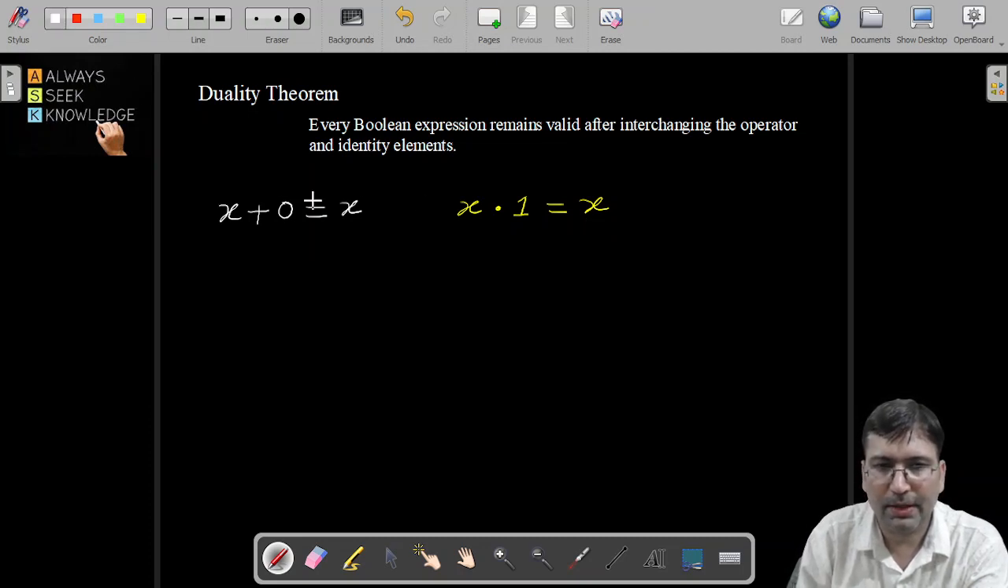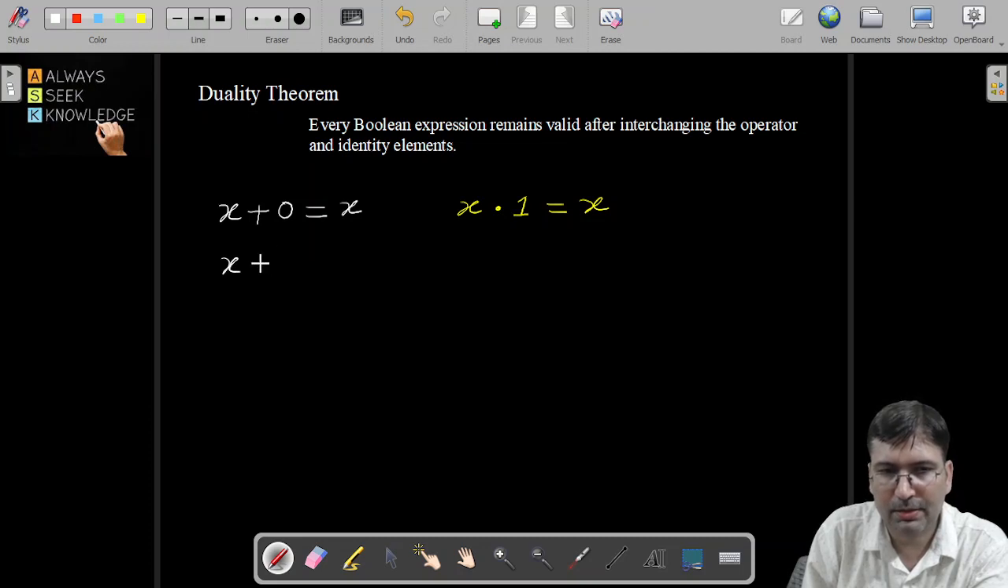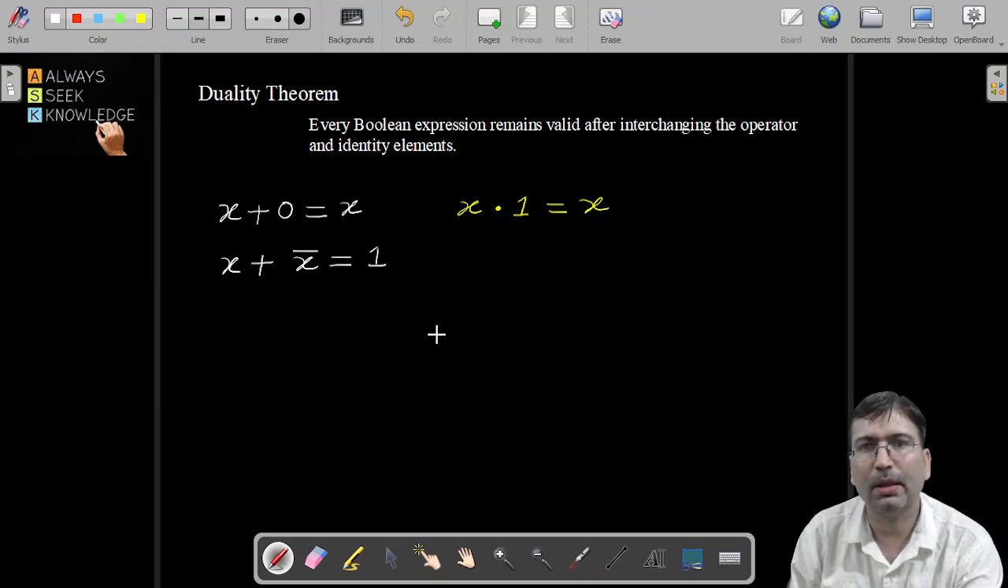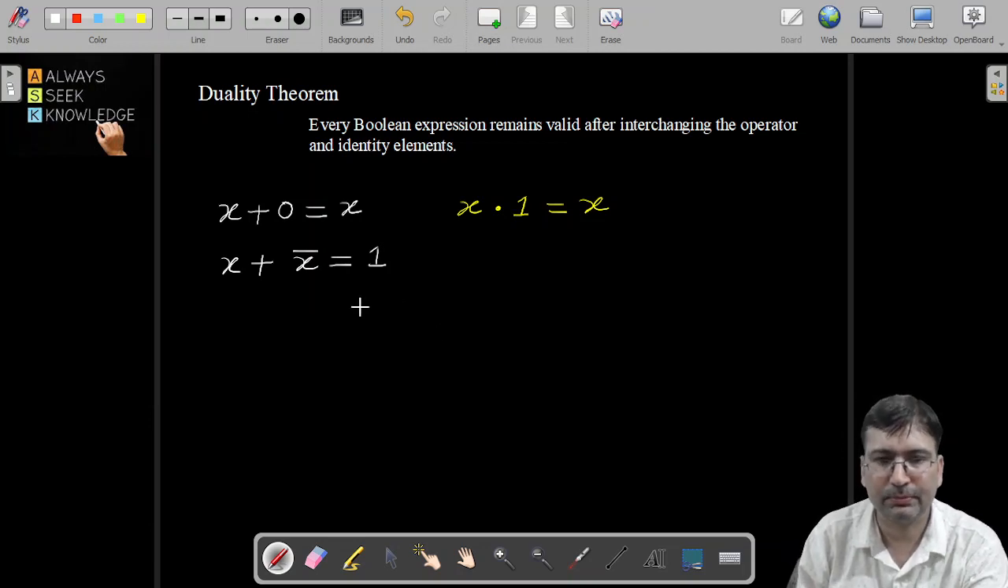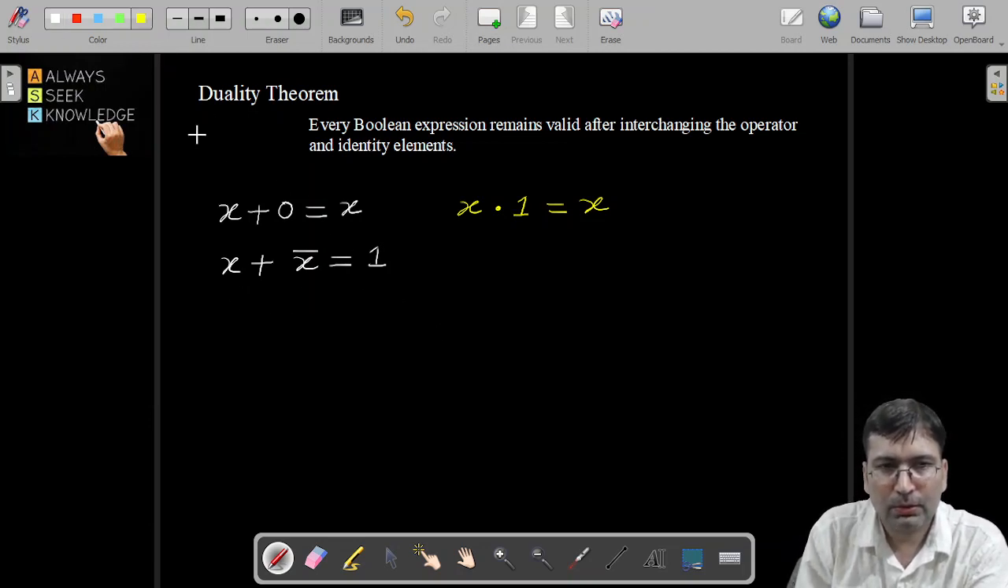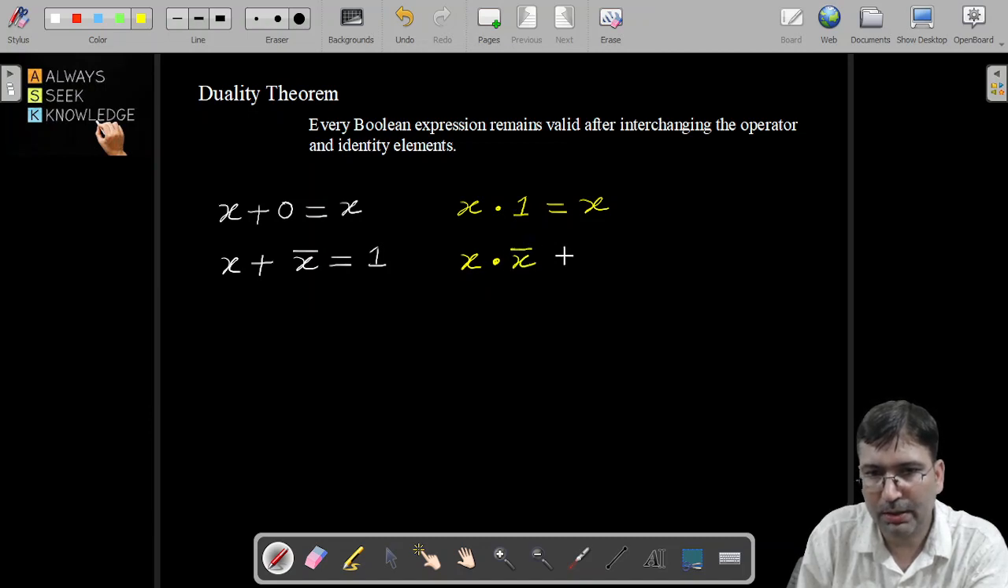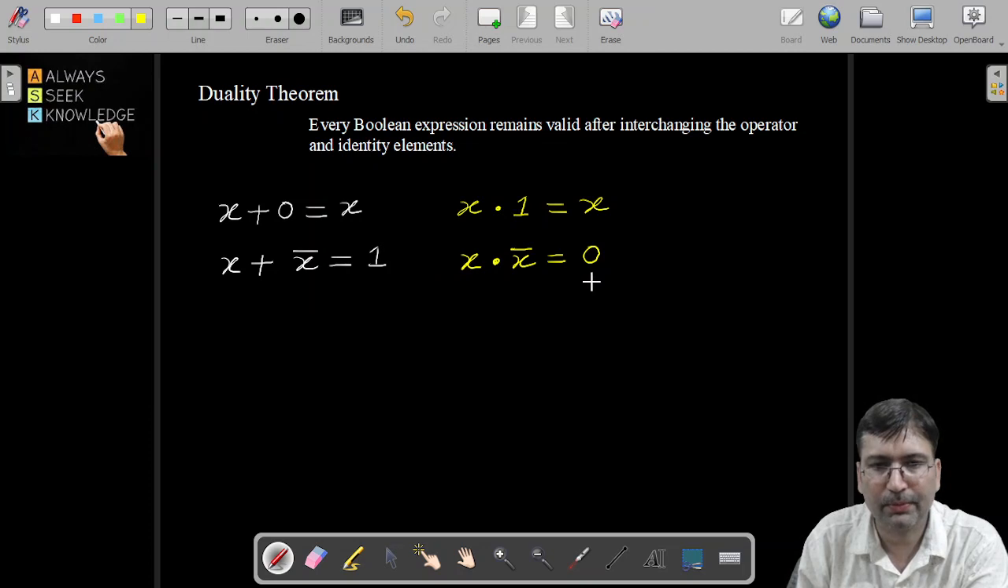Let's see another. If I write x or x bar, it always gives us 1, right? That I have already explained in the previous class. So if you find the dual form of this by applying the duality theorem, we write x, and instead of or we put the AND operator. x bar will remain x bar only, but the identity element for 1 is 0. So this is also valid. x and x bar will give you 0 only, right?